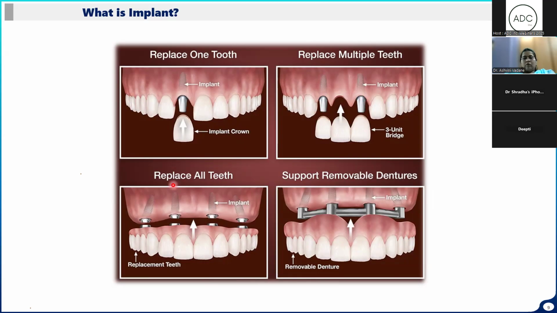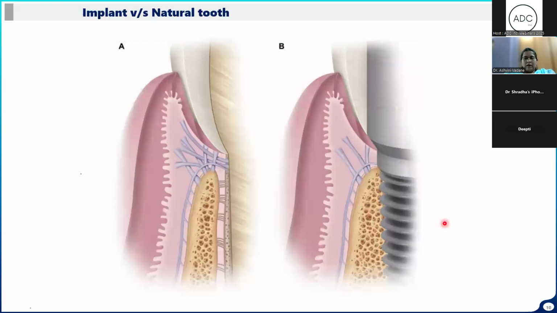As well as, if we want to replace all teeth in the arch, we can go for the 4-on implants. That is, they have placed the 4 implants and on that they have placed the entire denture. And this is the removable denture placed on the dental implants. So this is all about why dental implants are needed. In the very first slide, we have already seen about this.